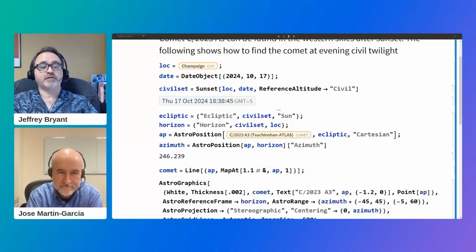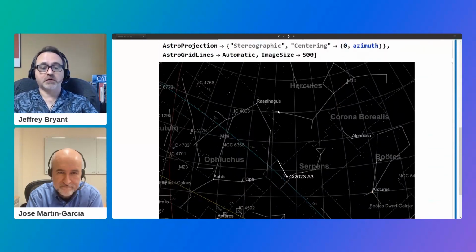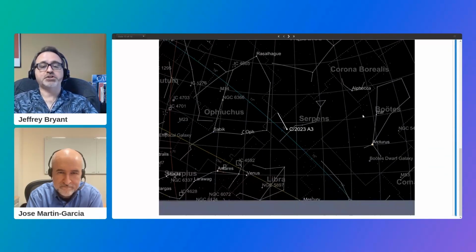There's some code in here for how to compute this. So here is the star chart, showing looking west. This is from Champaign, which is my view, looking west at evening civil twilight. This shows you where the comet will be tonight. You can see it's almost due west. It's in the constellation of Serpens. There aren't any particularly bright stars here, but the one thing you can see is Venus down here in the lower right.